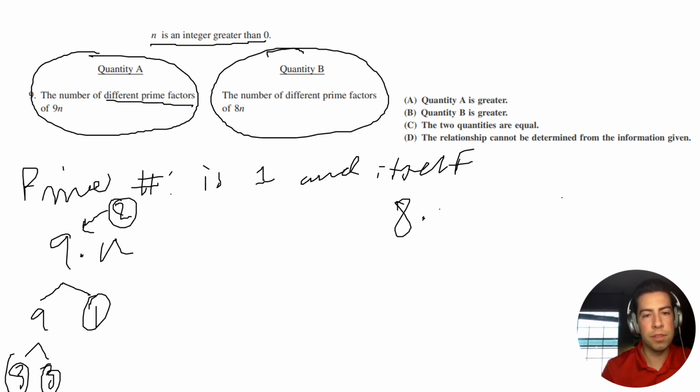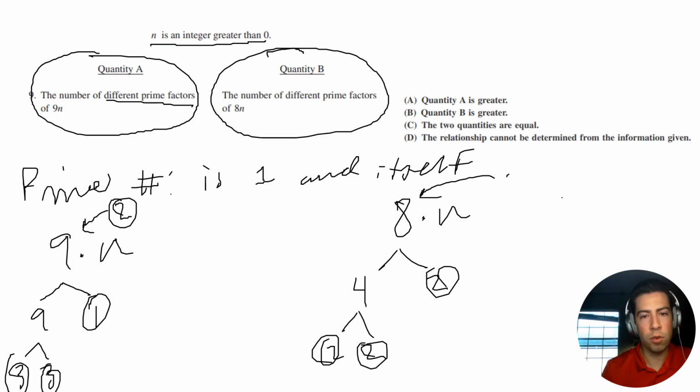Now let's try 8 times n, right? And let's start with 8. So 8 is just 4 times 2, right? And then 4 is 2 times 2, right? Okay. So what that means is that 8 only has 1 unique prime factor, right? And it is going to be 2, all right? Oh, I'm sorry, hang on. I was like, why did I put a 1 there initially? Yeah, so it just has 1 prime factor, right? Okay. So right off the bat, 9 has more different prime factors than 8 does, right?